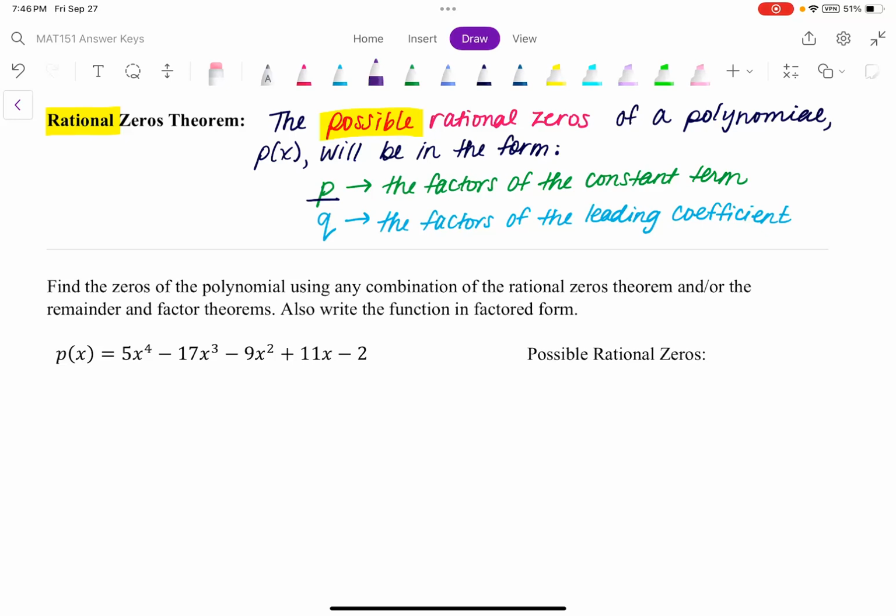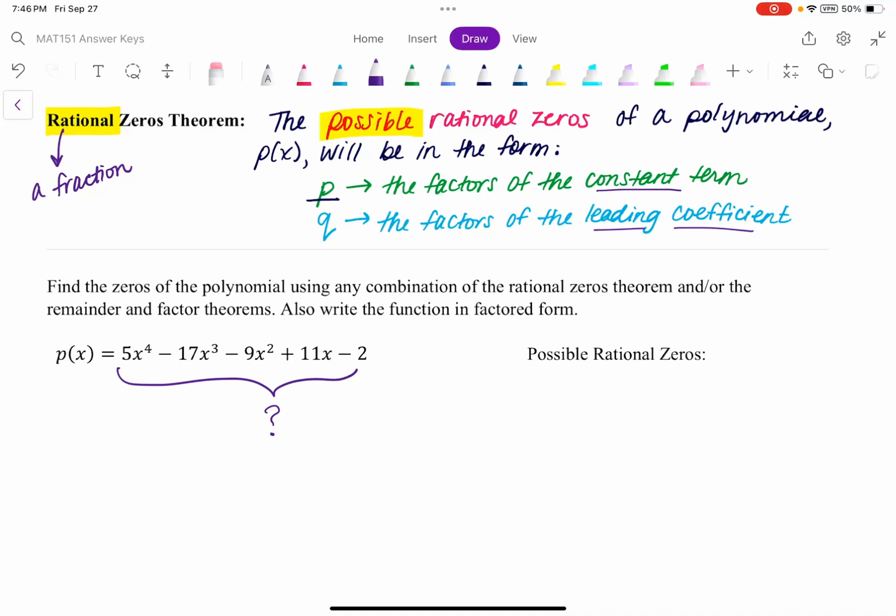A rational number is a number that can be written as a fraction. So the theorem is going to give you a list of the possible rational zeros. To use the theorem, we have to look at the factors of the constant term divided by the factors of the leading coefficient. So looking at the polynomial in this example, first off, you want to ask yourself if the polynomial factors. So always try factoring first. That is our number one most efficient method for finding the zeros of a polynomial.